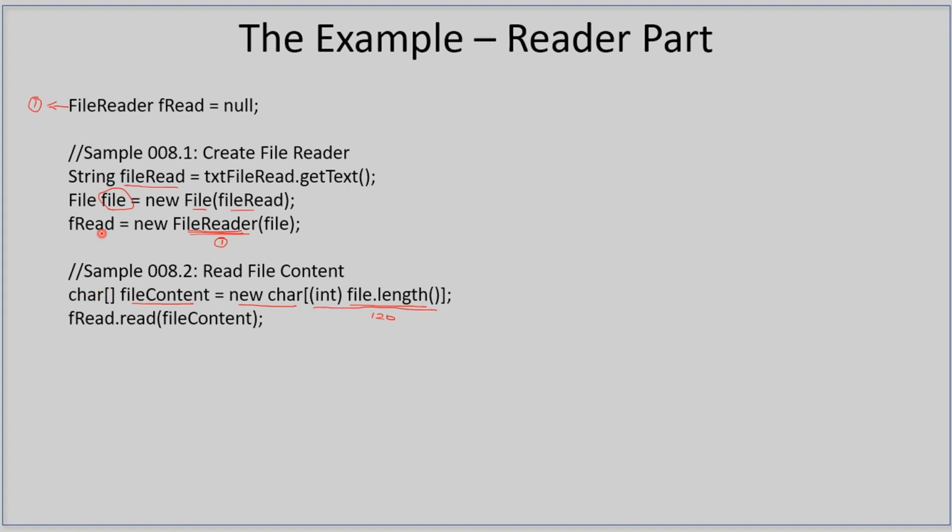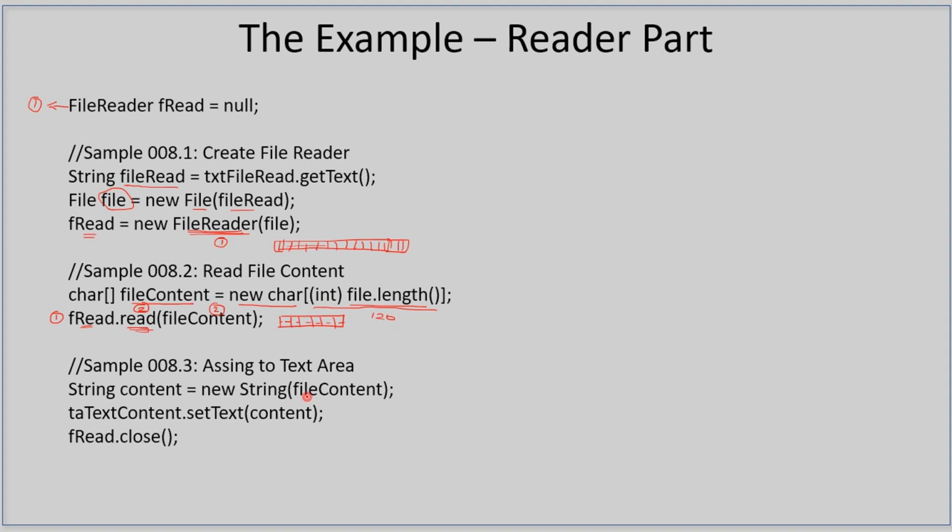Then we make a call to FReader. This is the FileReader, right? Here we use the read method and we pass the file content to this read method. The file content here is empty, and once you make a call to the read method, the file content will get copied to this character buffer. And FReader is a character stream. The character stream will have the file content in character format, and using the read method you copy the content from this file reader to the character array.